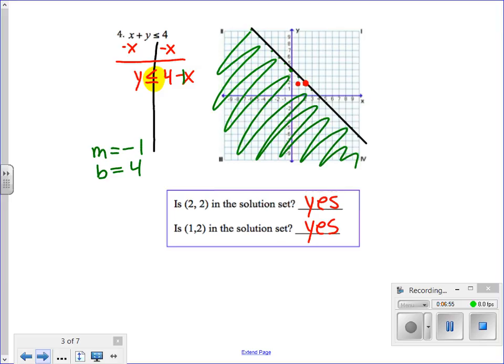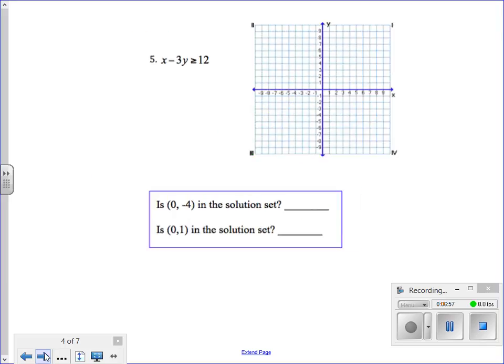Two more. If you could graph lines in the last few lessons, you can graph these inequalities. You just have to remember to shade and when to use a dotted line.